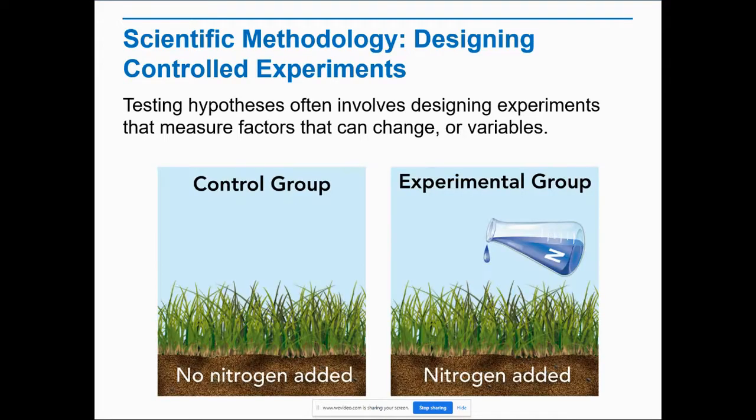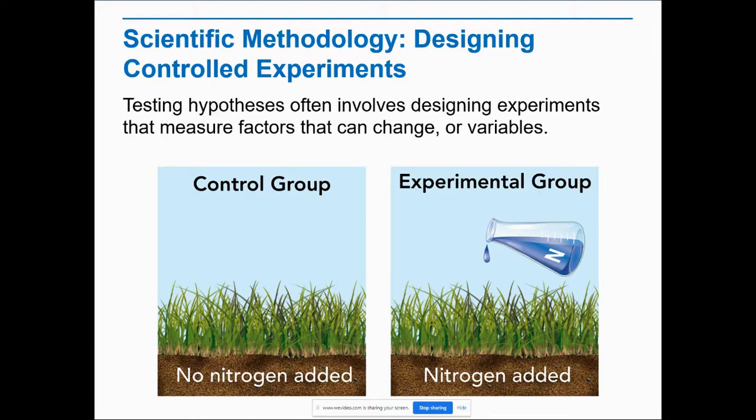So in this particular experiment, we have control groups and experimental groups. Now, in an experiment, you always have at least these two groups, and both of them have all of the same factors, or variables as we call them, except for one. And a scientist will change one variable between the two groups.